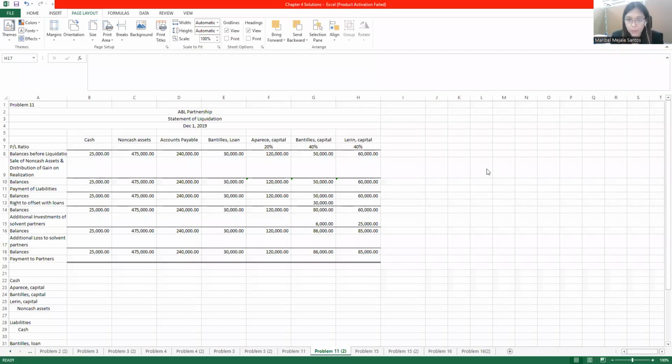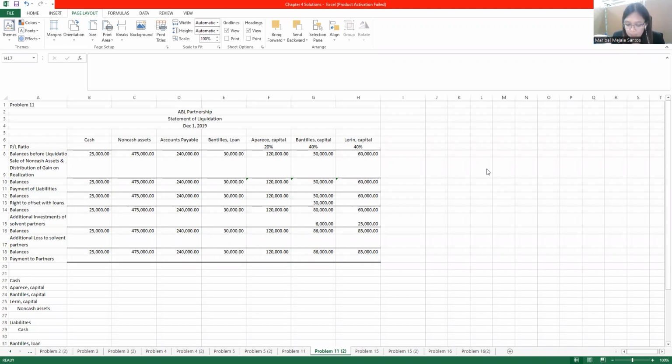Okay, so this is problem 11. Now, I'll read the problem with you. So, Aparici, Bantilles, and Lirin, which I will acronym as ABL, have decided to liquidate their partnership on December 1, 2019. And these are the following financial positions. I am on page 4-43 of your book.